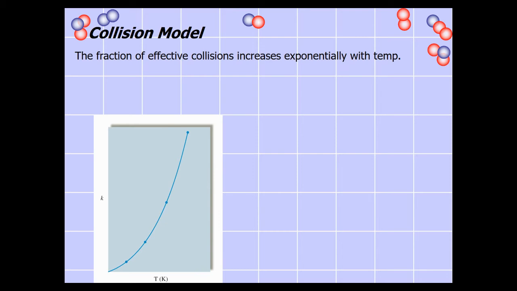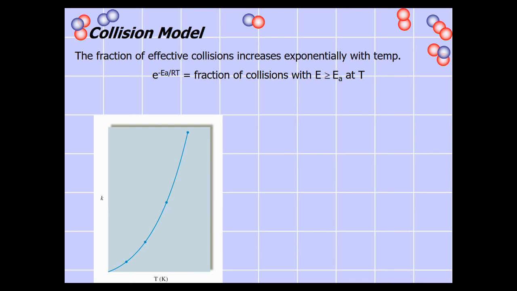All right, so we can see by this graph that if we increase temperature, we increase the number of effective collisions, and it increases exponentially. And we've seen this little k before. We know this lowercase k represents our rate constant.